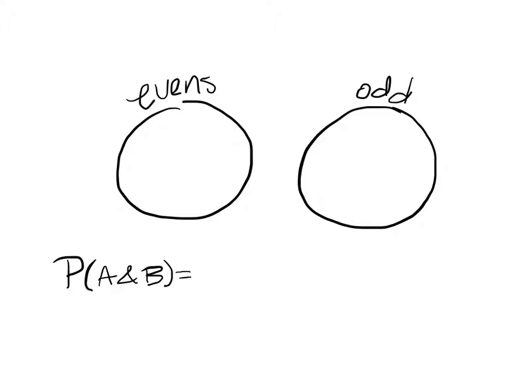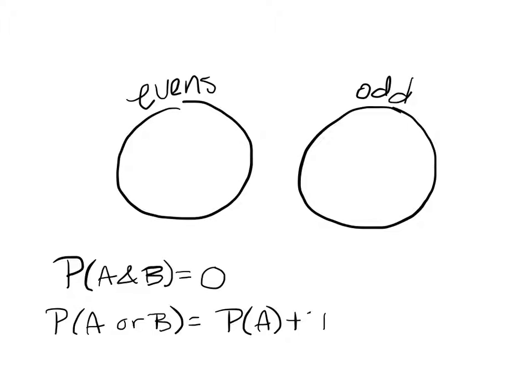Mutually exclusive is when you have a Venn diagram where the circles do not overlap, such as if you're doing evens and odds. There is no number that is both even and odd, so that would be mutually exclusive. So the probability of A and B for mutually exclusive is going to be 0 because there is no intersection. And the probability of A or B is going to be the probability of A plus the probability of B.